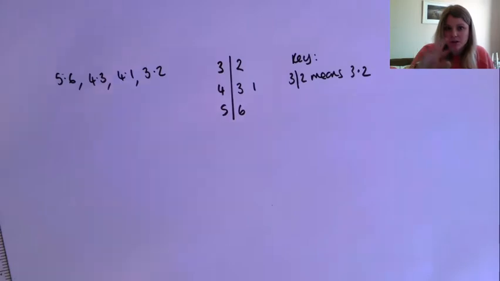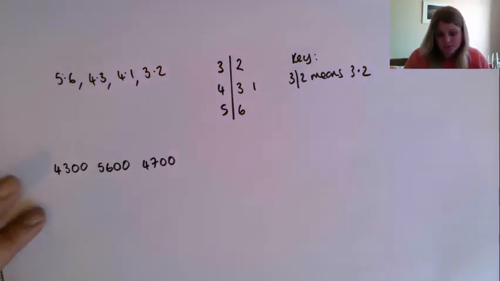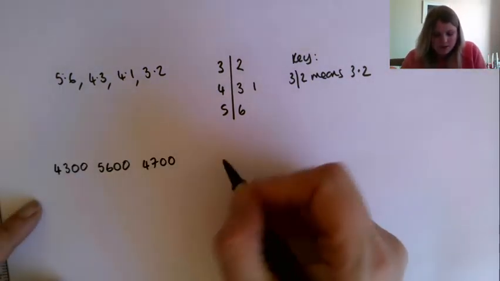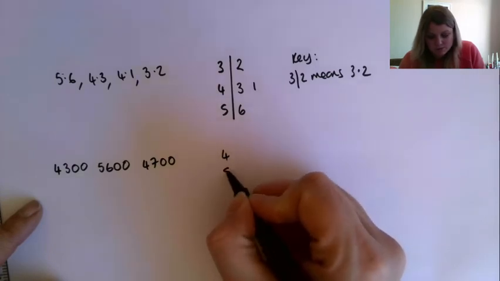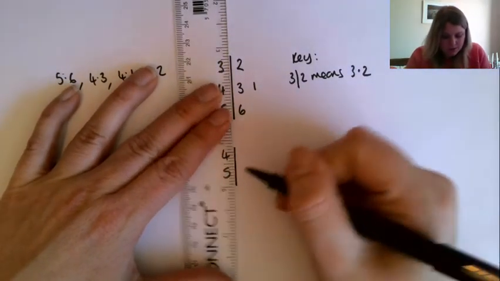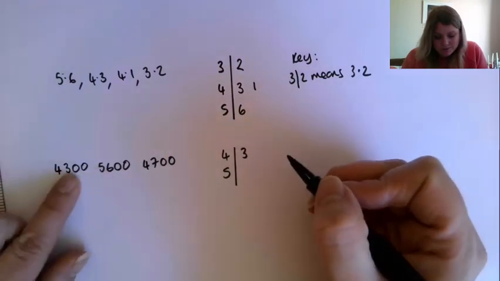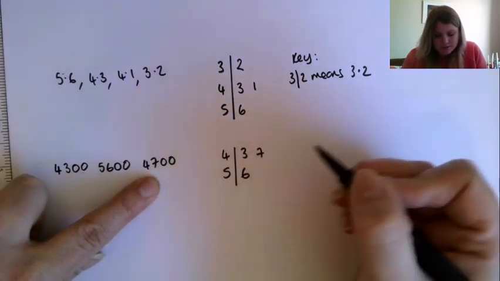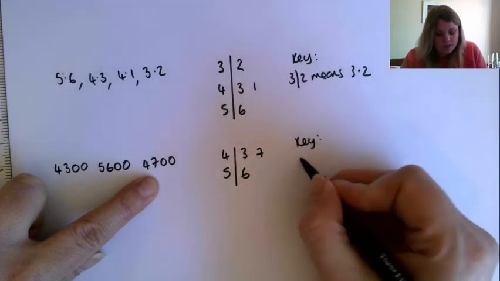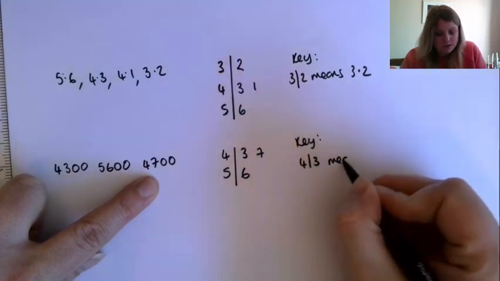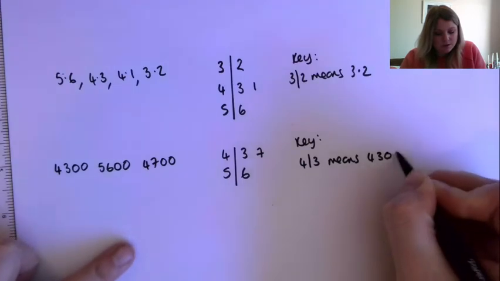Okay, let's have another look at a couple more. So if we had numbers like this, then we would have 4 and 5 just this time. And do you know what? You would probably get away with just doing 3, 6 and 7, as long as you had your key. 4 line 3 means 4,300.